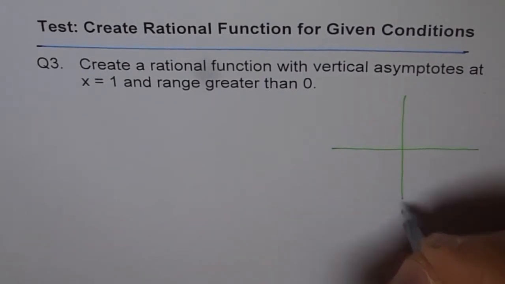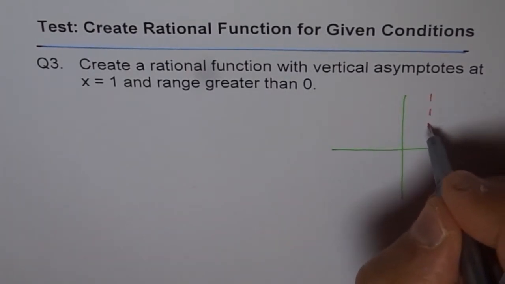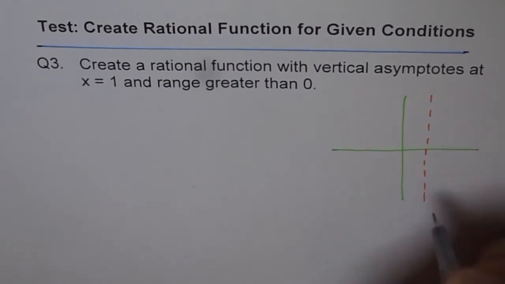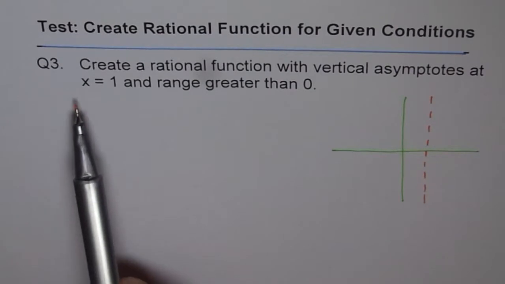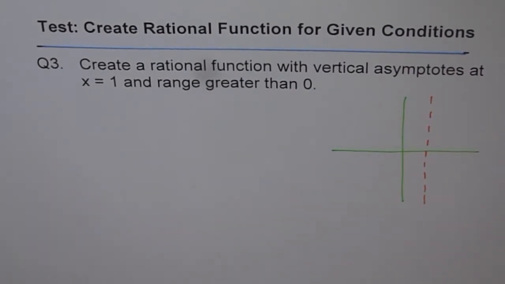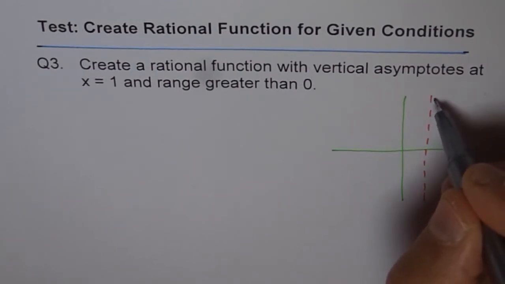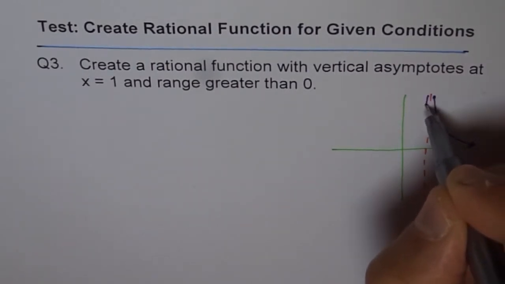So this question says that we have a vertical asymptote at x equals 1. So let us say this is our vertical asymptote at x equals 1, right? Create a rational function with vertical asymptote at x equals 1 and range greater than 0. So range is greater than 0. That means our rational function could be kind of like this.